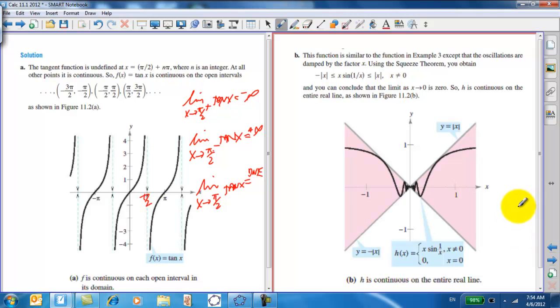Wait a second though. Oh, right, because they define this in pieces. At 0 itself, you don't use this function, you use this. So that's how they got continuous over the entire real number line.